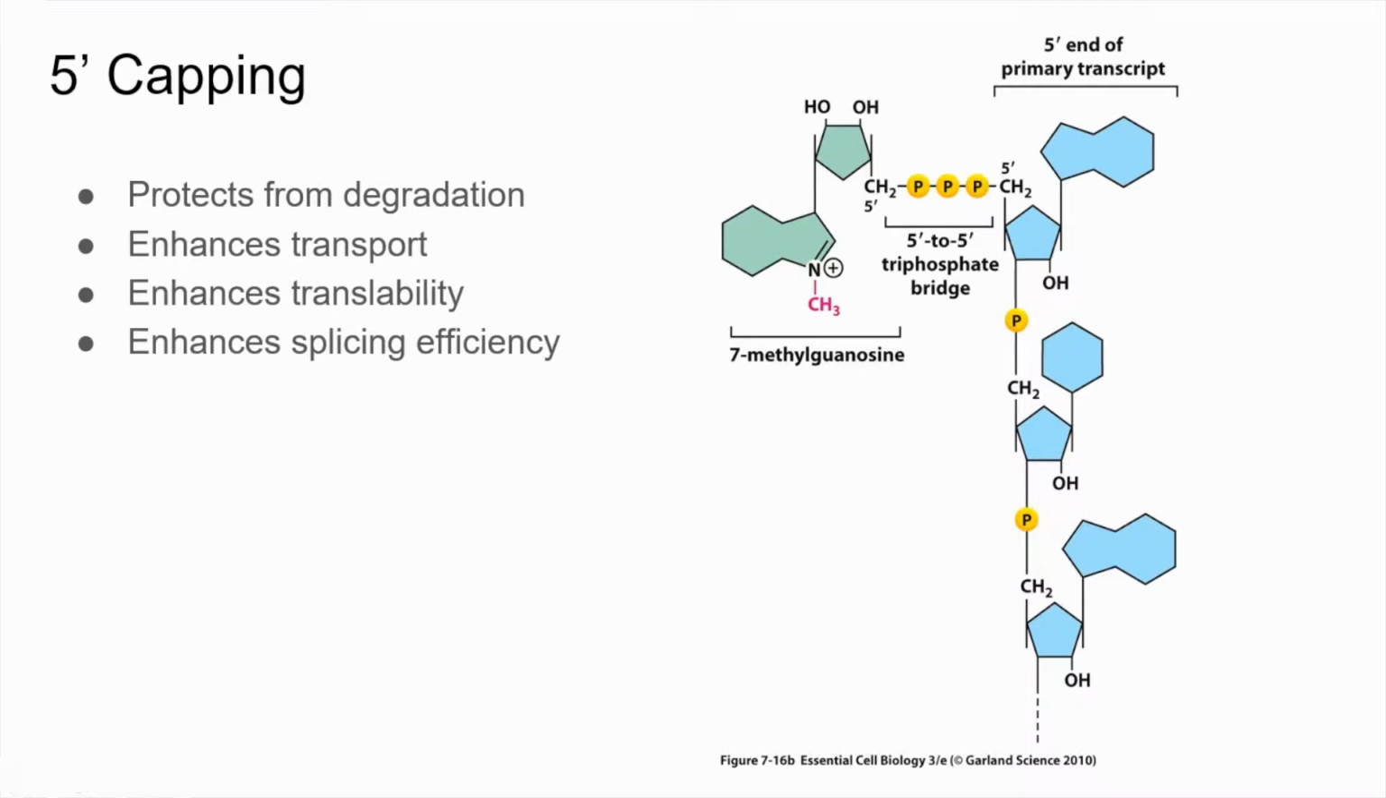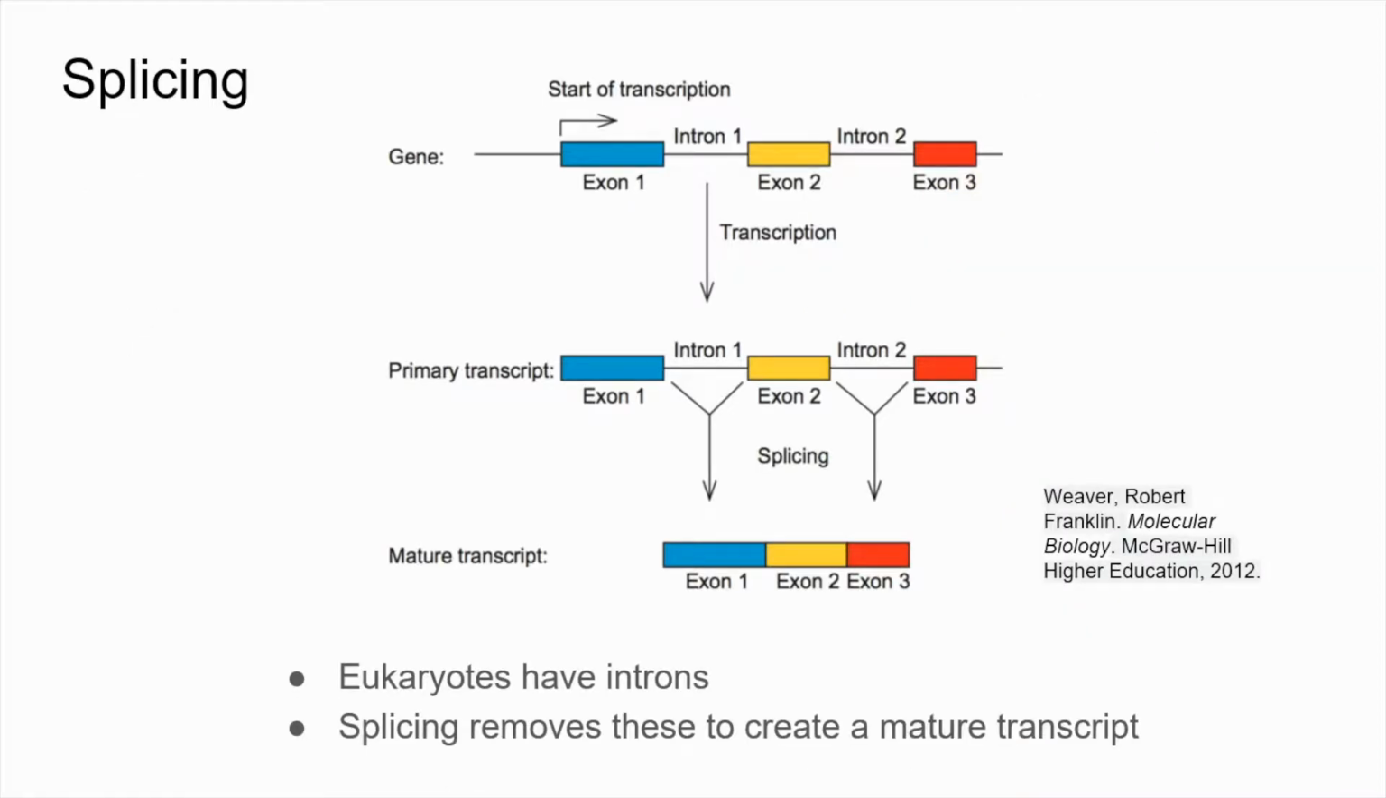The first modification we will review is 5' capping. Early in the transcription process, a cap is added to the 5' end of the growing mRNA strand. So this is our growing mRNA strand. The 7-methylguanosine is the cap that's added. This functions to protect the end from degradation, to enhance transport from the nucleus to the cytosol, to enhance translatability, and to increase the efficiency of splicing, which is the next modification we'll review.